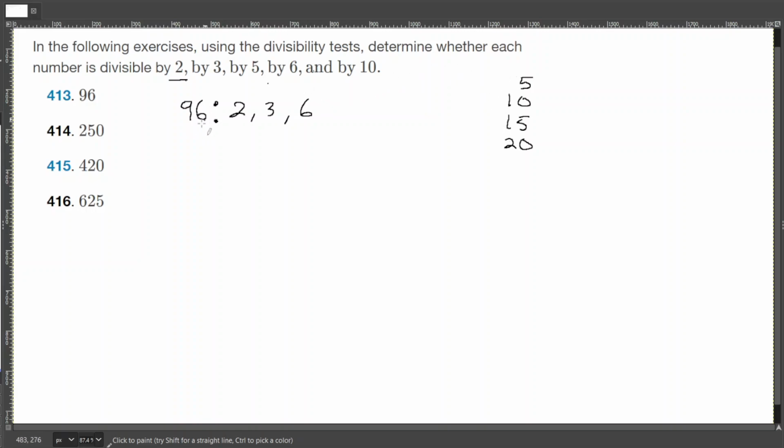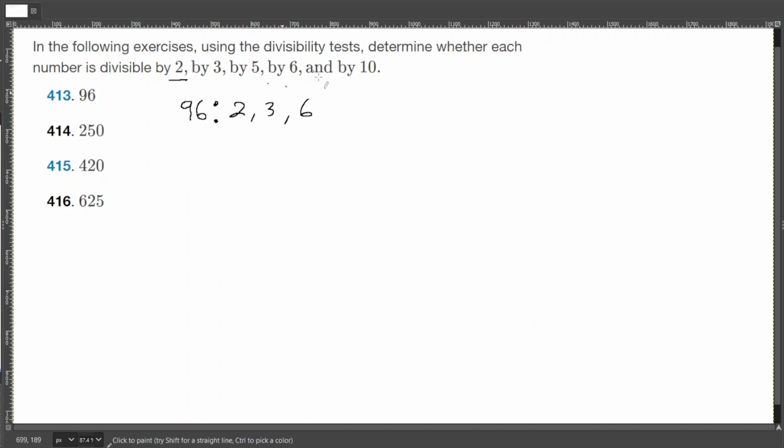So, no way will I ever get to 6, right? I cannot get to 6 in this ones position. And tens are even easier because they always end in 0, right? That's their pattern. So if we count by tens, nothing but zeros. So 96 is only divisible by 2, 3, and 6, right?